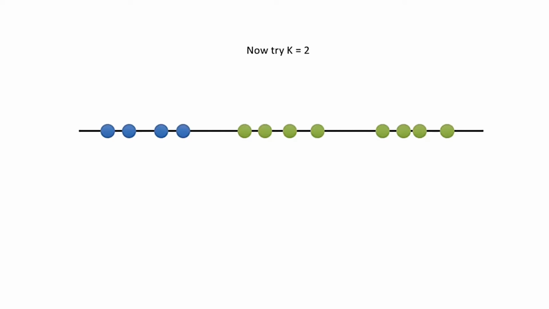Try k equals 2. k equals 2 is better, and now we can quantify how much better by comparing the total variation within the two clusters to k equals 1.